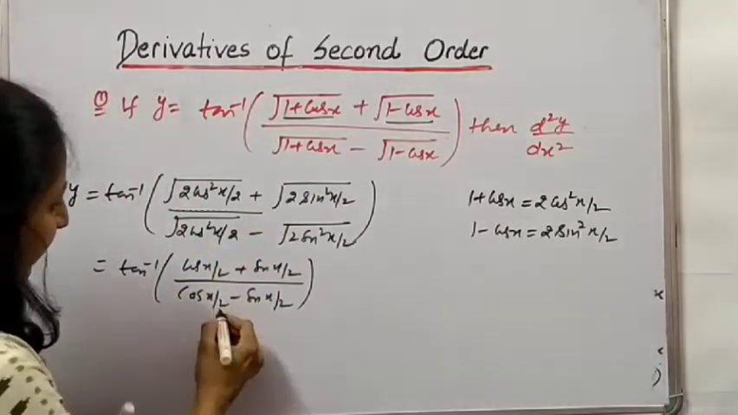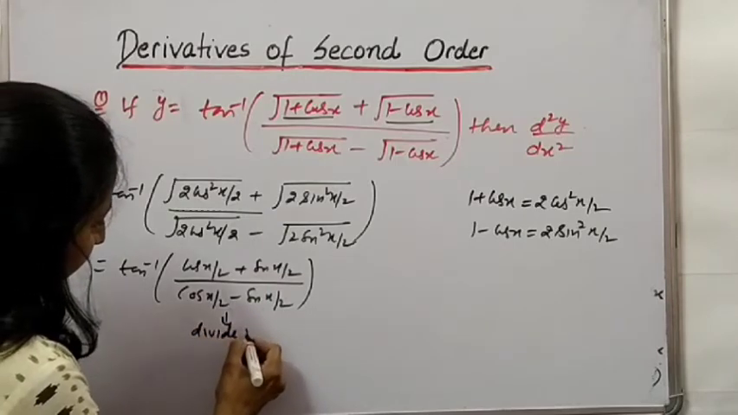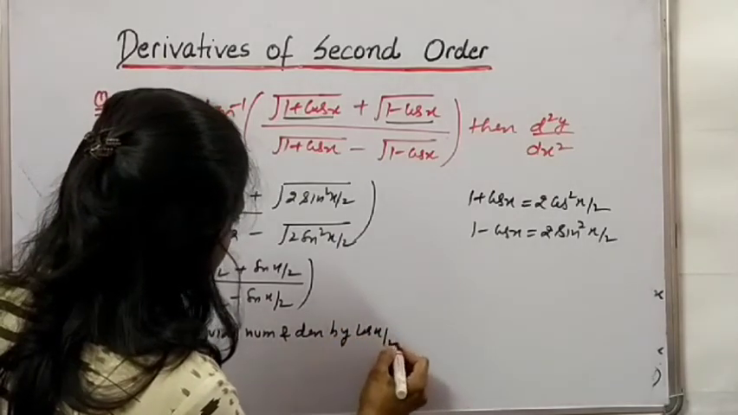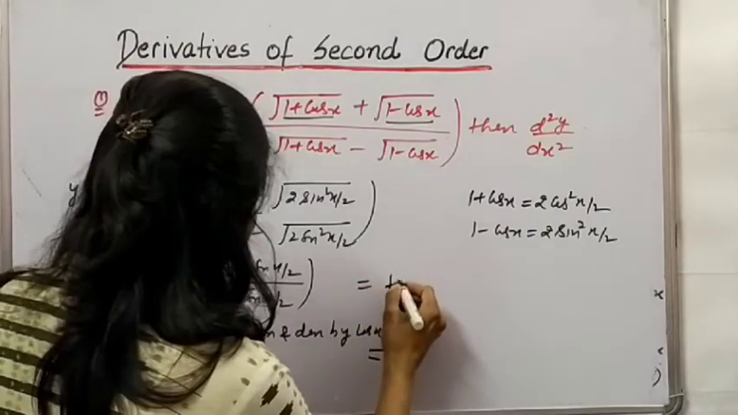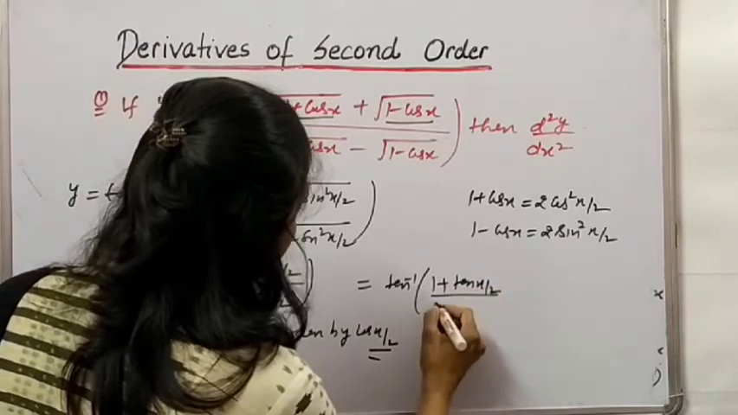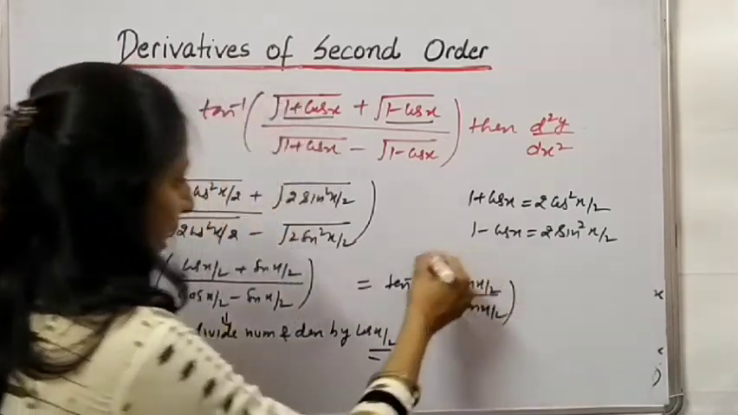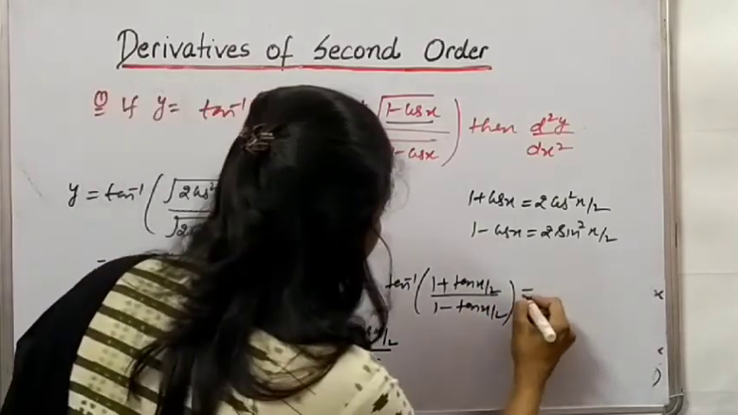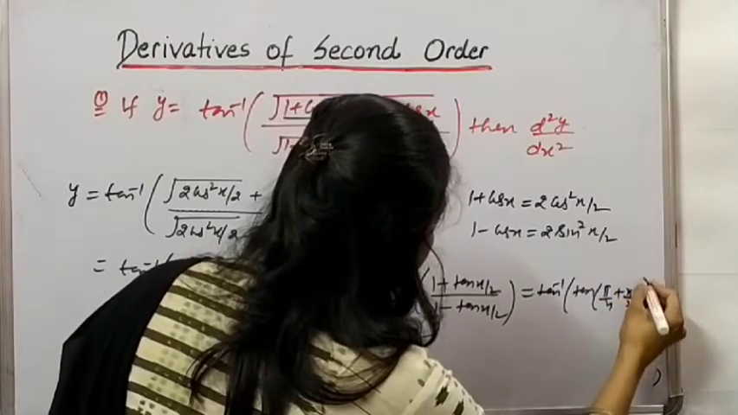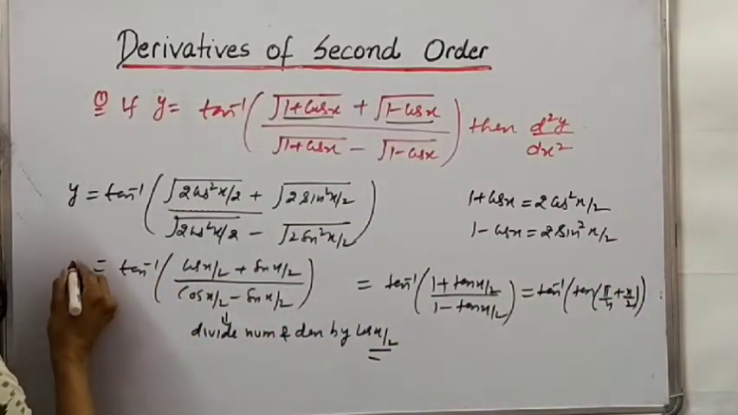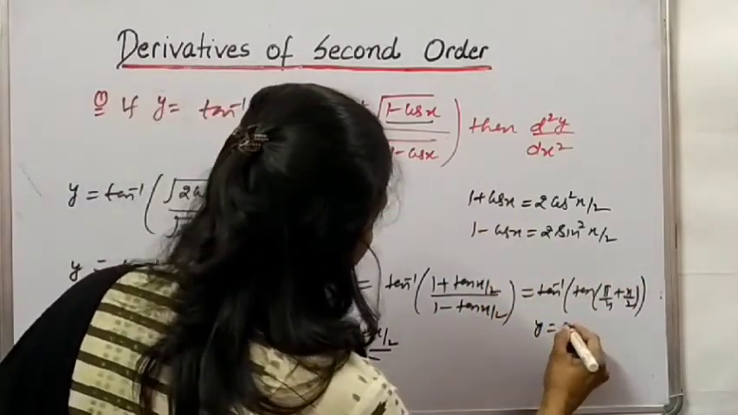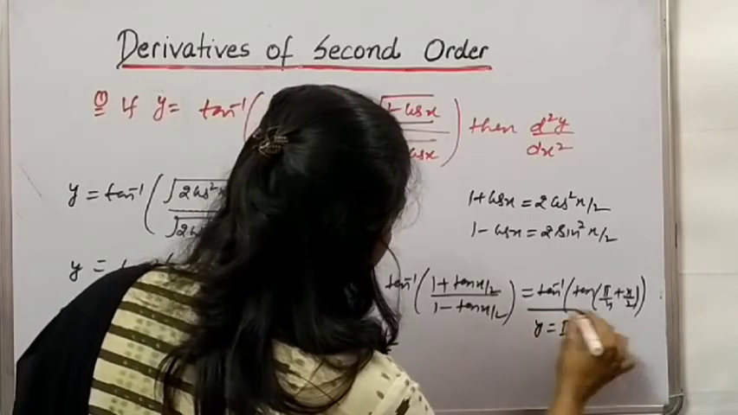Now within the bracket, divide numerator and denominator by cos x by 2, and after dividing we will get tan inverse of 1 plus tangent x by 2 upon 1 minus tangent x by 2, and it is the formula of tangent of 45 plus x by 2, so we can write it as tangent of 45 plus x by 2, right? So from here y is equal to pi by 4 plus x by 2, this is y.